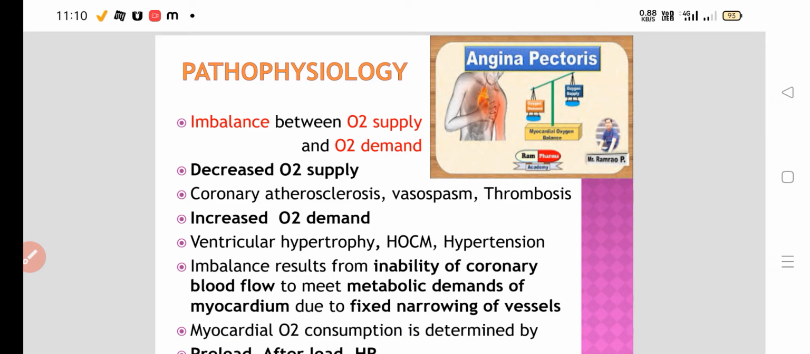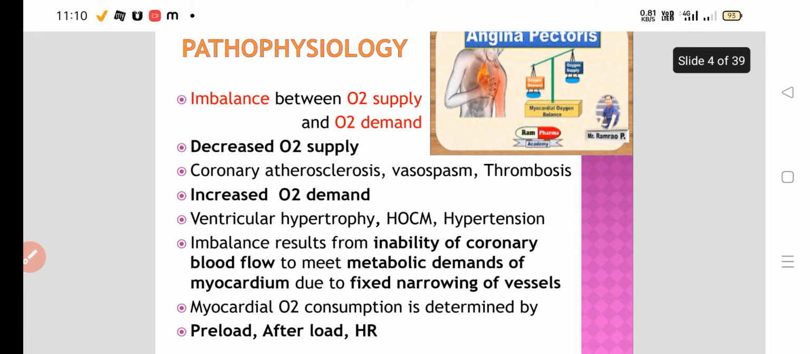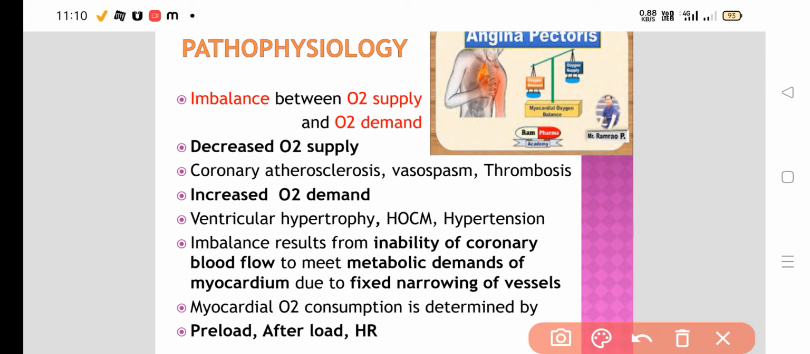Now, what is the pathophysiology behind this? Angina pectoris, or ischemic heart disease, is an imbalance between oxygen supply and demand. In which conditions is there a decreased oxygen supply? Like coronary atherosclerosis that we have just seen, or if there is vasospasm or thrombosis of the coronary vessels. In these conditions, there is a decreased oxygen supply to the heart muscle, or increased oxygen demand.